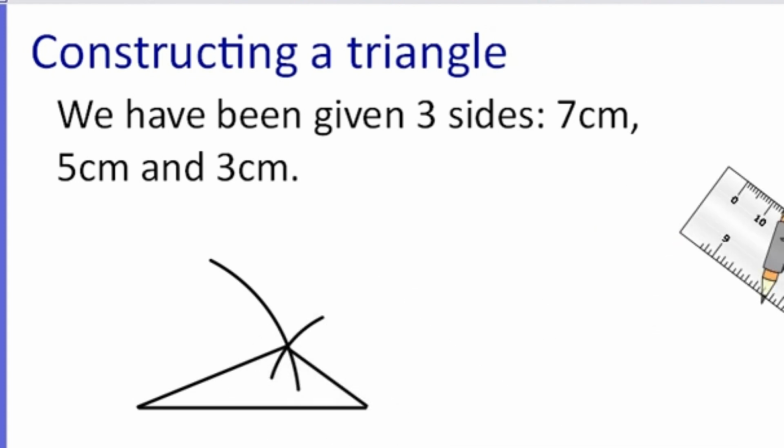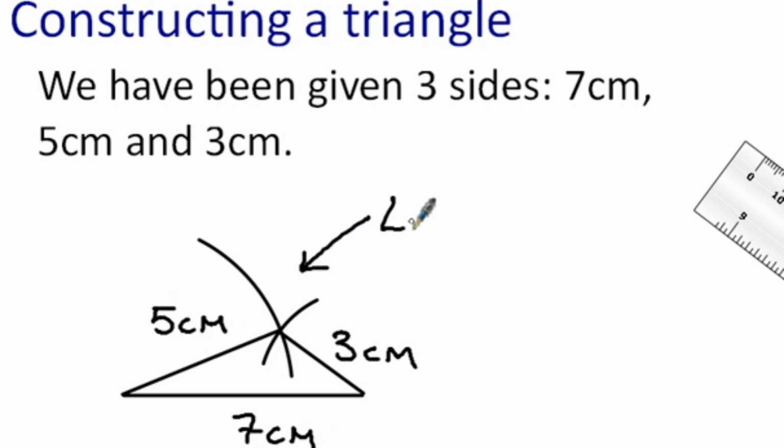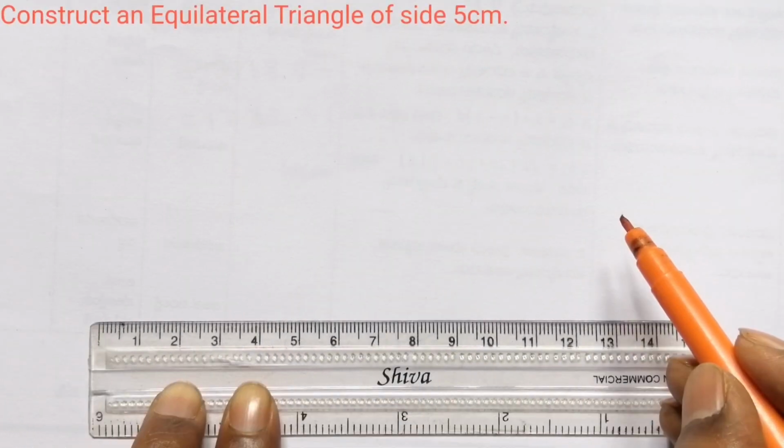Our final step is going to be to label them. So 3 centimetres, 7 centimetres and 5 centimetres. And we must leave in the construction lines, okay? You must leave them in.